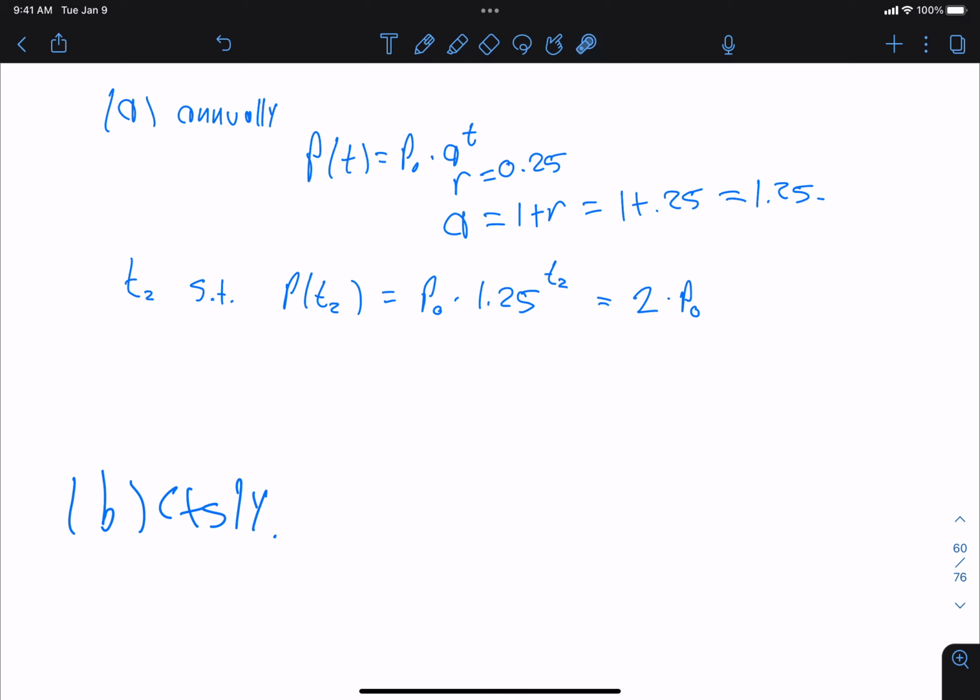Or if you want, you can say, I'm going to invest $100, and at the end, I want to have $200. Fine, that's also fine. But I'm going to leave it in general form because you can see that we're actually going to cancel. 100 would cancel with 200 in the same exact way as P0 and 2P0. So now we have 1.25 to the T2 is equal to 2. Apply the natural log to both sides.